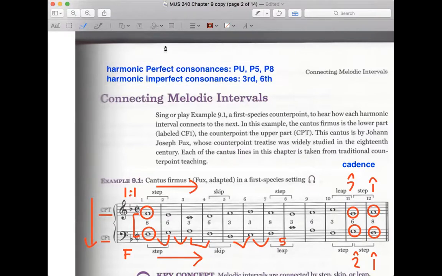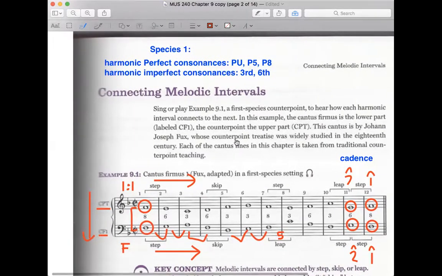Okay. We're talking about harmonic distance between the bottom note and the top note, or the top note to the bottom note. Doesn't matter which direction you go. This is species 1. And we already said harmonic. That's in terms of harmonic intervals.